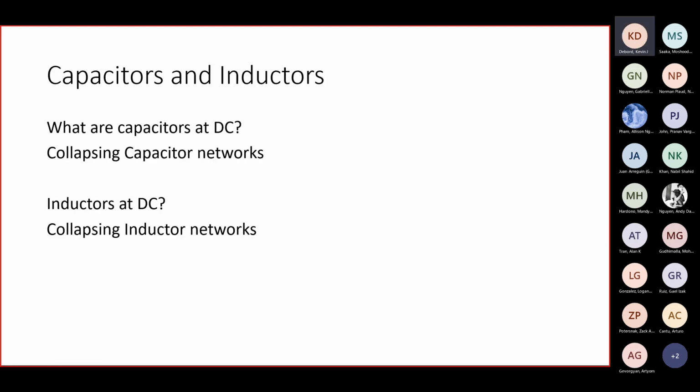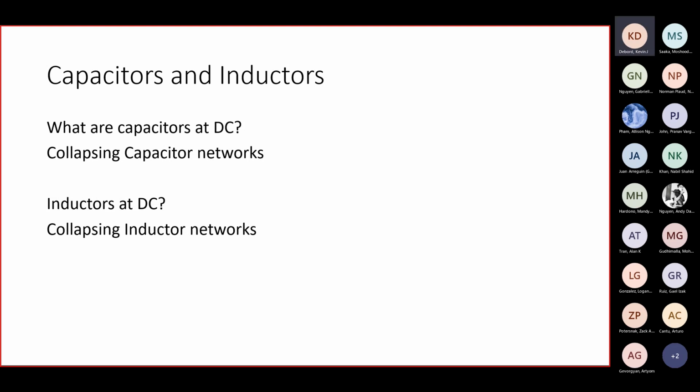Okay. Capacitors and inductors. So what are capacitors at DC? Open circuits, we agree? Okay. How would you collapse a capacitor network in parallel and series? They work backward from resistors. So if they're in series, you get the inverse of the sum of the inverse. If they're in parallel, you just add. And then what are inductors at DC? Yeah, they're going to be a short circuit. So for those who couldn't hear me, capacitors are going to be open at DC, and inductors will be shorts.